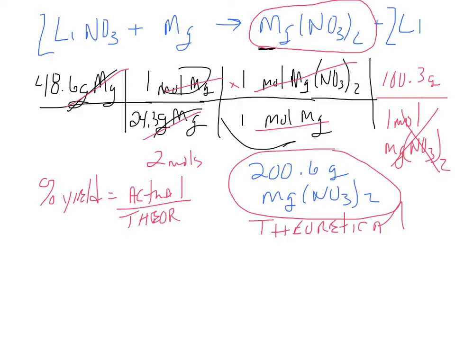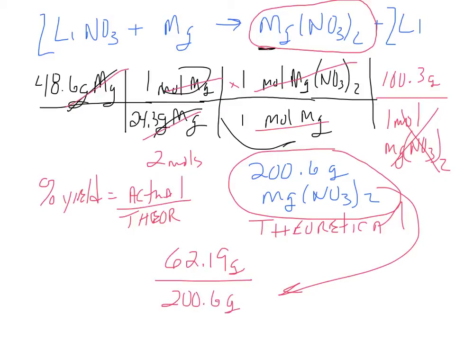So, according to our chemical equation, if we remember back at the start of this problem, we had 48.6 grams of magnesium. We should have been able to create 200.6 grams. But according to our problem, if you remember back and we look at it, it said that the actual was 62.19 grams. That's what was given to us in the problem.